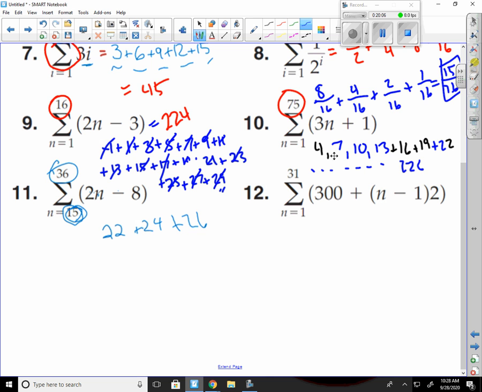Much like in the last problem, if I add this first term and this last term, it gives me 230. There are 75 terms. So if I do 75 divided by 2, gives me 37.5. Multiply that by 230, it gives me 8,625. That's my answer.